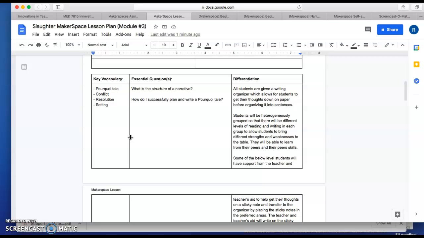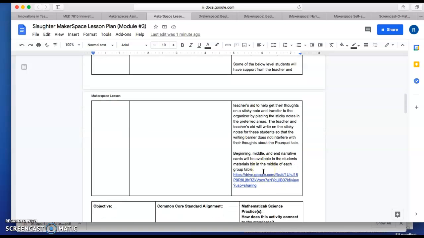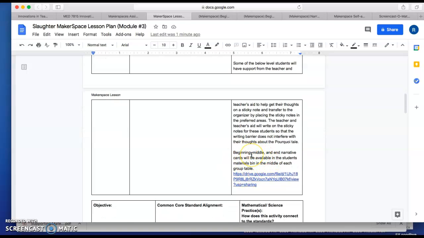Differentiation: I use a lot of differentiation in my classroom because I have been teaching in a special ed inclusion classroom for the past 3 years now. All students are given a writing organizer, which allows students to get their thoughts down on paper before organizing it into sentences. If you look down here as well, all students are given the beginning, middle, and end narrative cards that will be available in their materials bin in the middle of each group table. So both of those things are just provided to the groups.